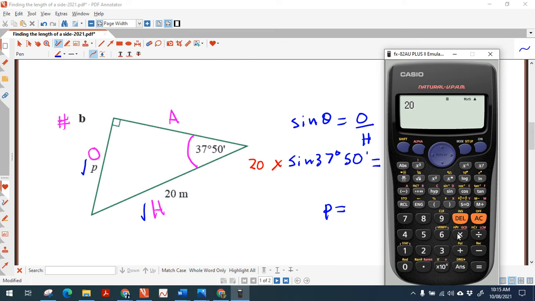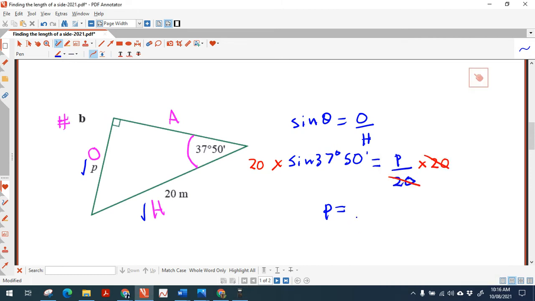20 times sine 37. Now you've got to use the degrees, minutes, seconds button here. Degrees, 50, and then minutes, close bracket, equals. Okay, so to 2 decimal places, 12.27 is your answer. 12.27, and then again it's meters.